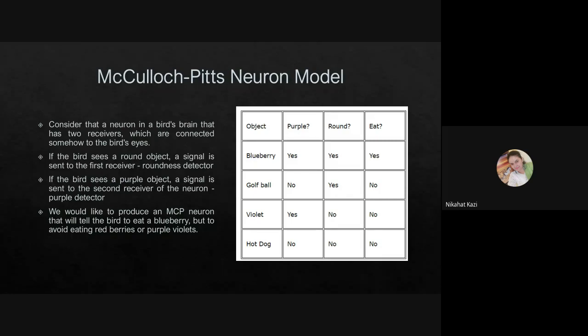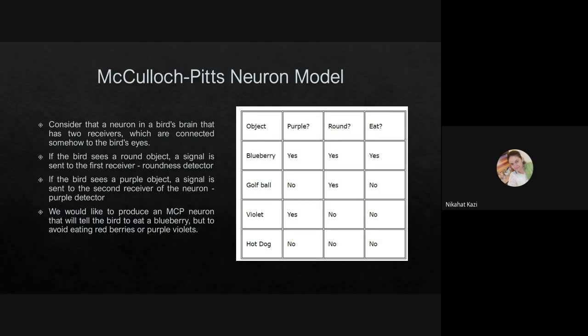So these are going to be characterized by the features purple and round. Once you characterize these objects in terms of features, that is purple and round, you have to decide whether the bird will eat that object or not, right? Your aim is to decide whether the bird is going to eat that object or not. So the bird is going to eat blueberries and the remaining objects it's not going to eat. Okay? So this is the kind of data set that we have prepared for this particular example.